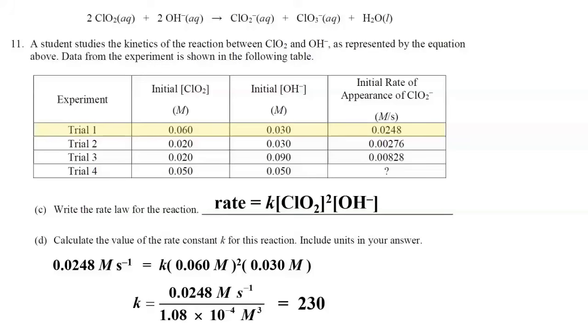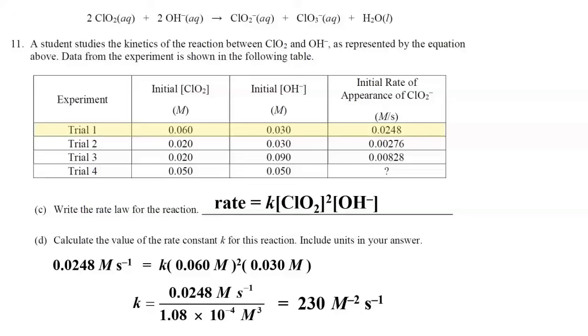All right, what about the units of my rate constant? I have molarity per second on the top. I have molarity cubed on the bottom. So that's going to work out to be molarity to the negative 2 power times seconds to the negative 1 power. So there's my value for my rate constant, which is 230. And there's my units: inverse molarity squared, inverse seconds, or molarity to the negative 2 power times seconds to the negative 1 power.